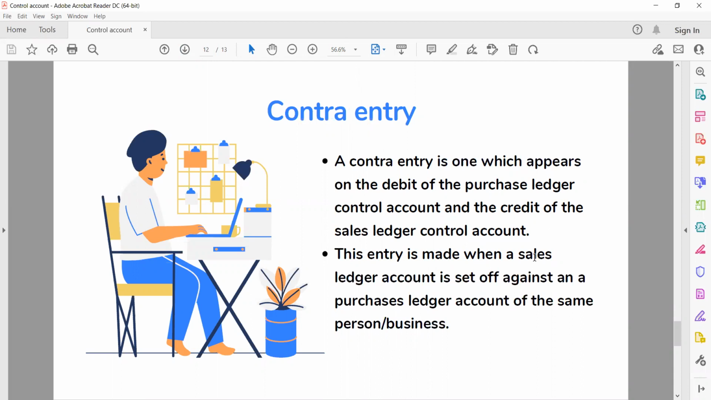This entry is made when a sales ledger account is set off against a purchases ledger account of the same person or business. It means that the person is our customer and also our supplier.